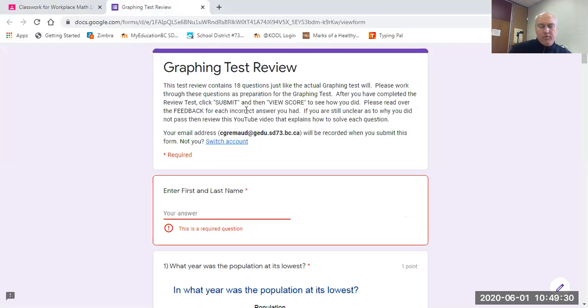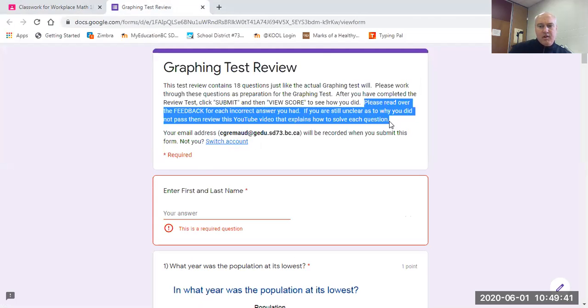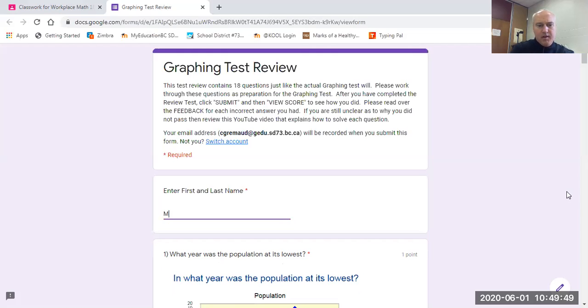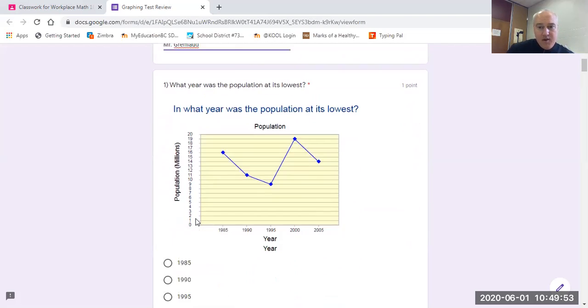So please work through these, and then when you're finished and you've submitted them, please make sure you click on the view score to see how you did. And you can also read over the feedback, and it should give you some very clear indication as to why the answers were what they were. So basically, the first thing you need to do is put in your name, and then you're going to need to work through these questions. So let's work on these one by one.